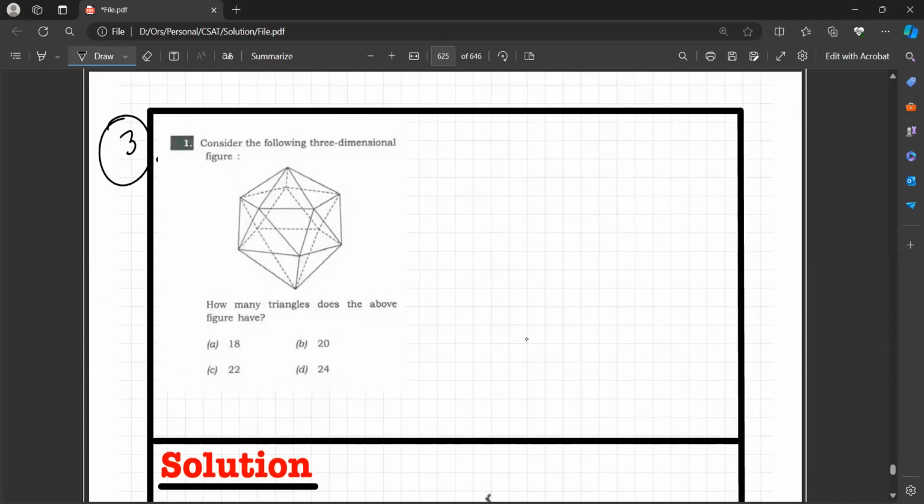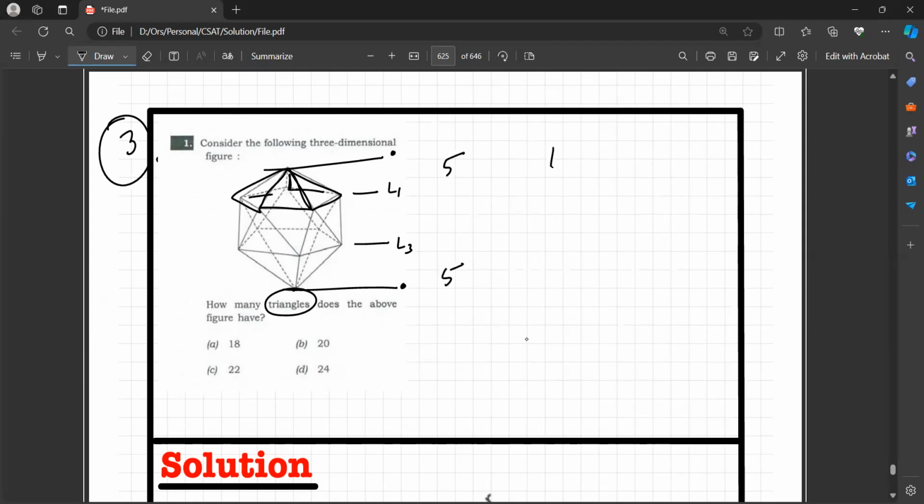Considering this three-dimensional figure, how many triangles does the above figure have? Again, this will be the first level. This will be the second level. This is the top. And this is the bottom. Got it? Between this top and L1, how many triangles are there? You can clearly see this is the first triangle. This is the second triangle. This is the third triangle. And on the backside there are 2 triangles. That is 5. Similarly, here also 5. So 5 plus 5, that makes 10.